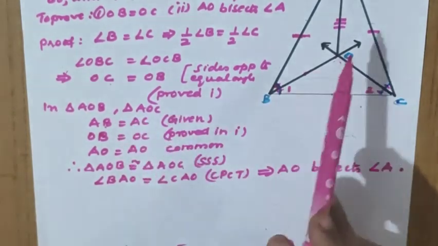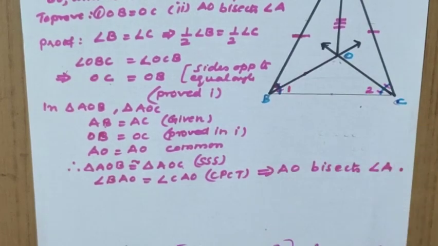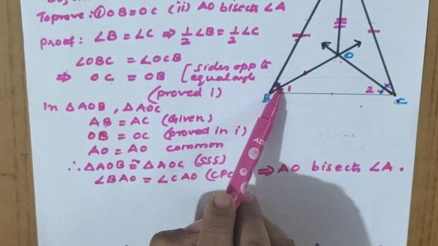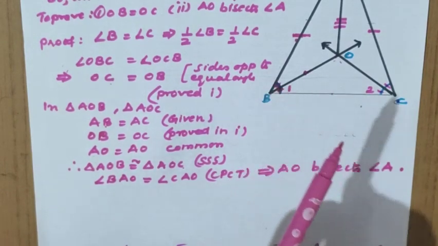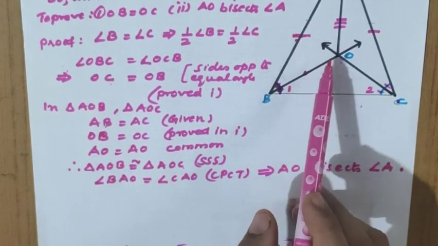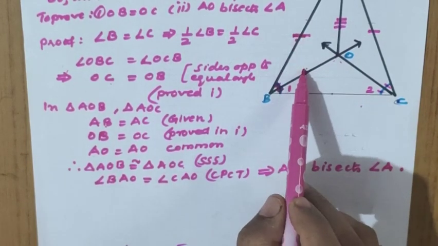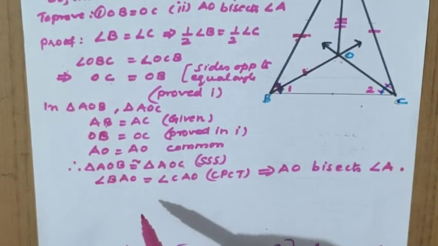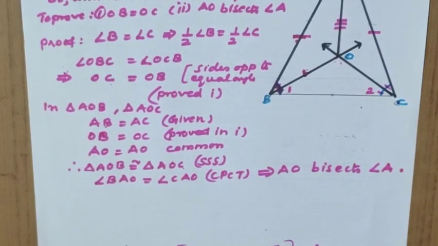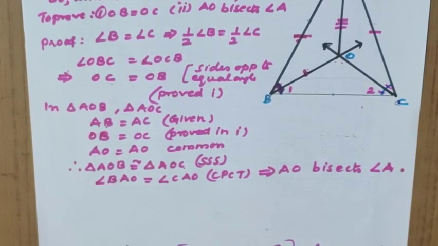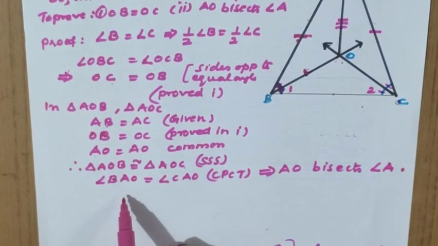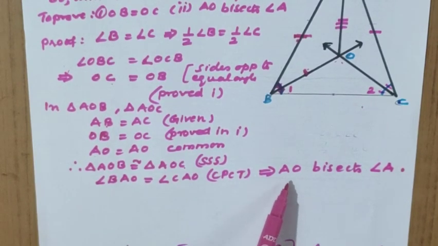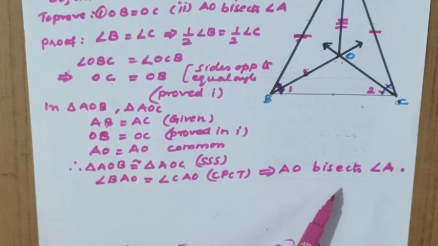So for the triangle AOB and AOC, anybody who wants to do with SAS criteria, they can do the first side and the second side with included angle half of B, right? But I have used here three sides only. So the first side, the second side it is proved, and AO is the third side. So triangle AOB congruent to triangle AOC by SSS criteria. Therefore angle BAO equal to angle CAO, CPCT. This shows that AO bisects angle A.